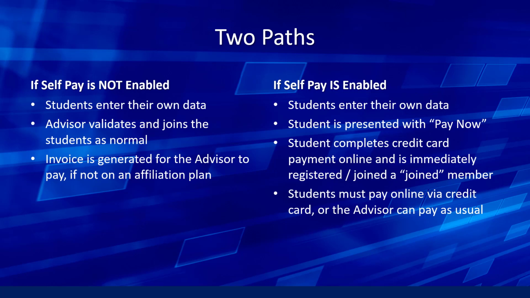for the entire training program all at once. On the other path, if self-pay is enabled, same concept, the students enter their own data, but at the end of the screen, the student is presented with a screen with a button to pay now, and when they click that button, they are encouraged to complete their payment by credit card online, and when they make that payment, they are immediately registered and completely joined as an official Skills USA member. Now the students have to pay for that online with a credit card in order to get that instant joining capability. And if they don't, if they just close out the browser or whatnot, then that registration is still saved, but the advisor would then subsequently be able to pay for that as usual if they'd like.